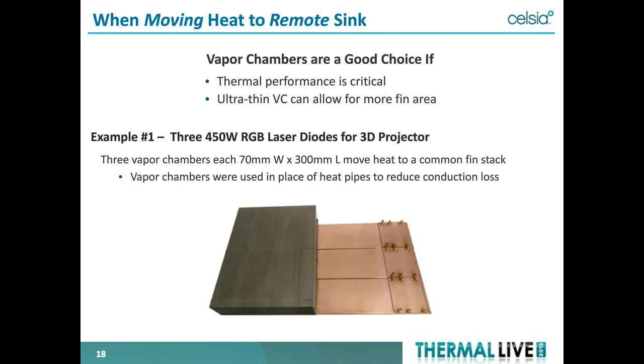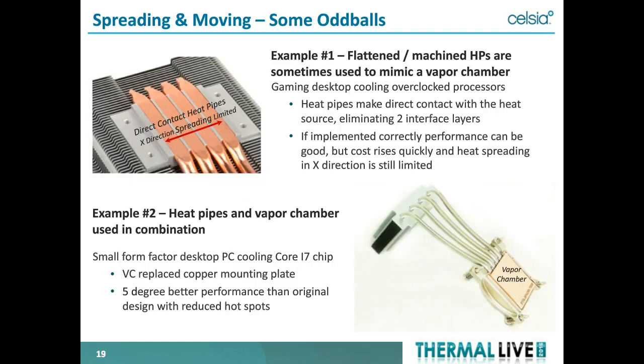And here's another example of vapor chambers used to move heat to a remote heat sink. Challenging application. Laser diodes for a very, very high-end 3D projector. 3 laser diodes for the 3 RGB for the 3 colors, and a common heatsink for all 3. So heat pipes, vapor chambers are used for spreading heat. There's just sort of some oddball examples we wanted to throw out there for you.